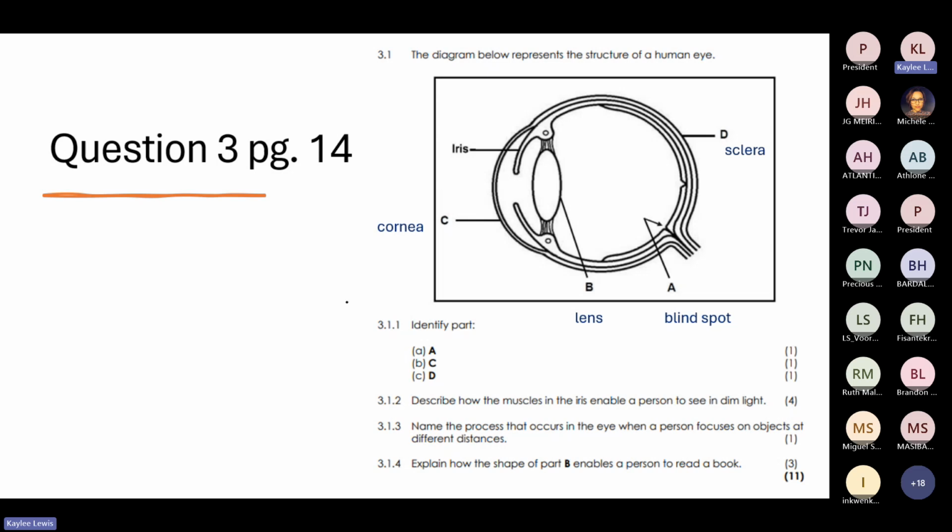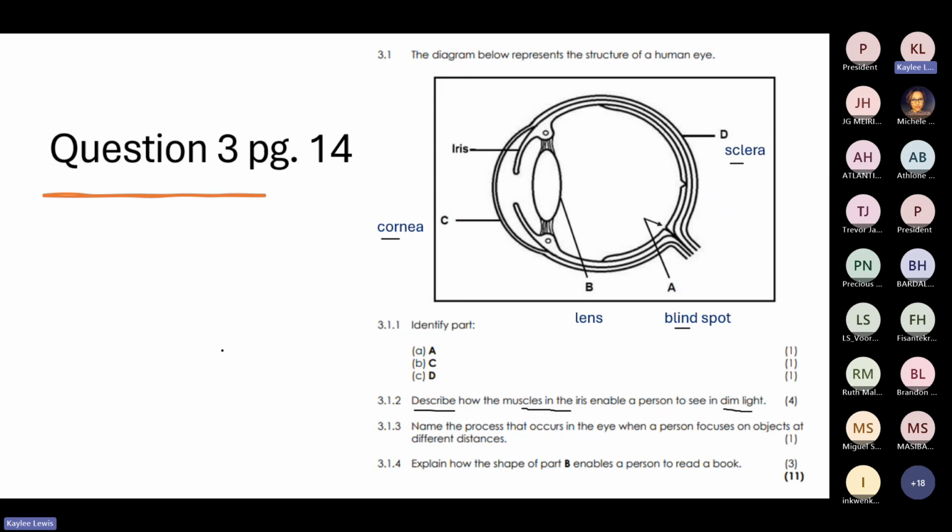All right, so now we start looking at the questions. So they say identify part A. So we've identified that part A is the blind spot. Part C, we've identified the front part of the eye that's curved, so it's the cornea. And then identify part D, which is the outermost layer of the eye, so that would be your sclera. Then it says, describe, so that's an important word, how the muscles of the iris enable a person to see in dim light.